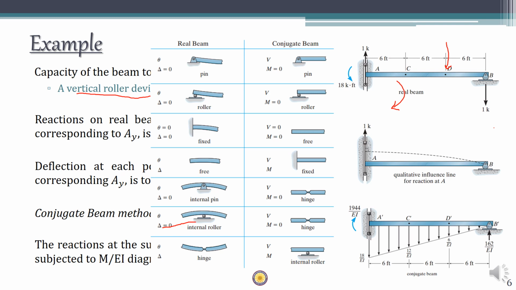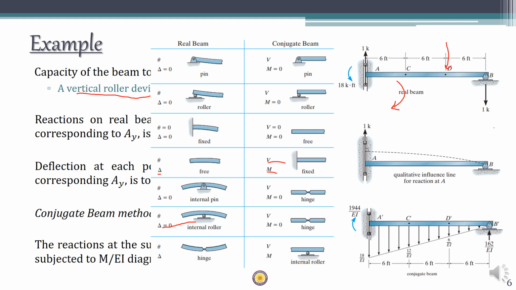the theta has to be non-zero, which means that the shear force has to be non-zero, and delta has to be non-zero, which means that the moment has to be non-zero. So the only support which can offer non-zero moment and non-zero shear is a fixed support, right?